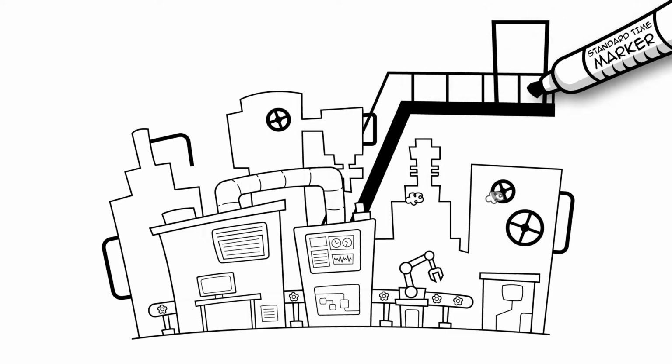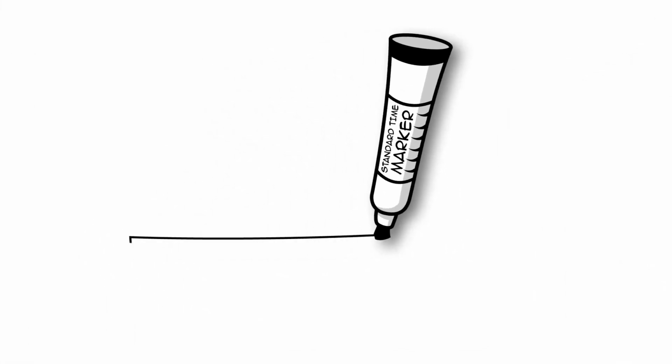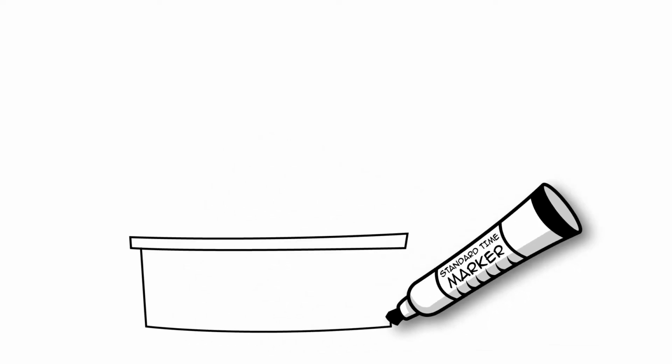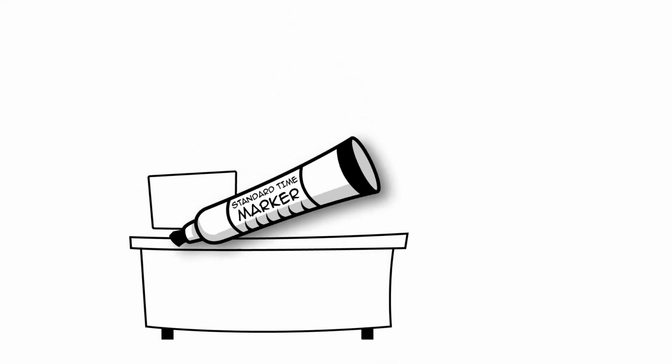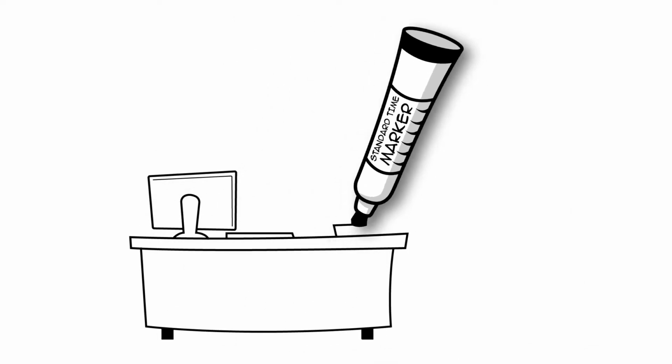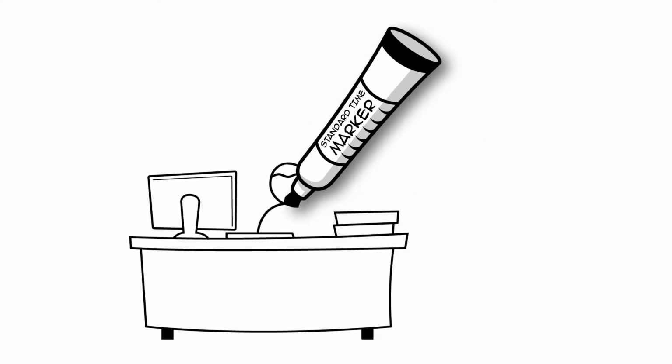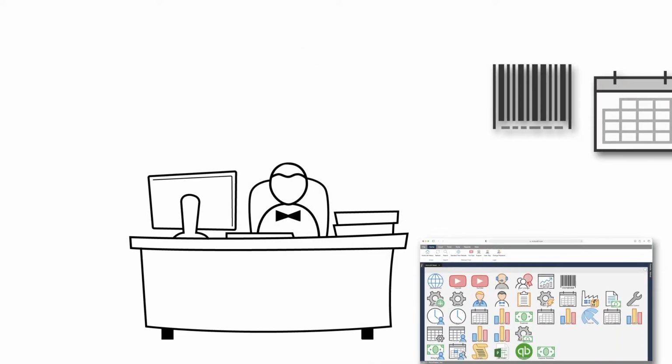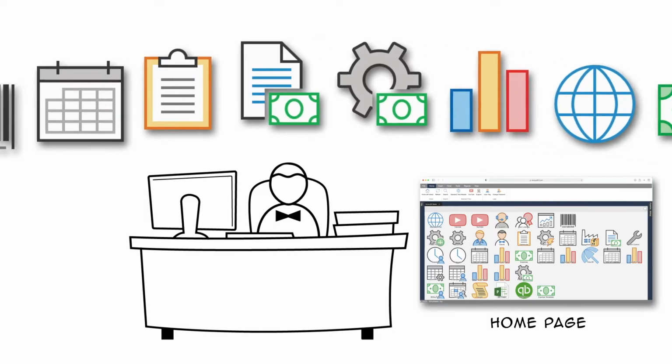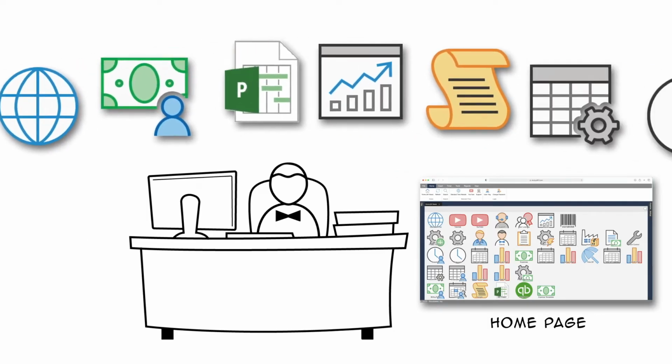As an administrator, your job is to schedule those projects and tasks so employees can see upcoming work. That helps them manage their own time and resources. Standard Time makes planning and scheduling as painless as possible. Look for planning icons in the homepage on the Standard Time Cloud or on-premise program.